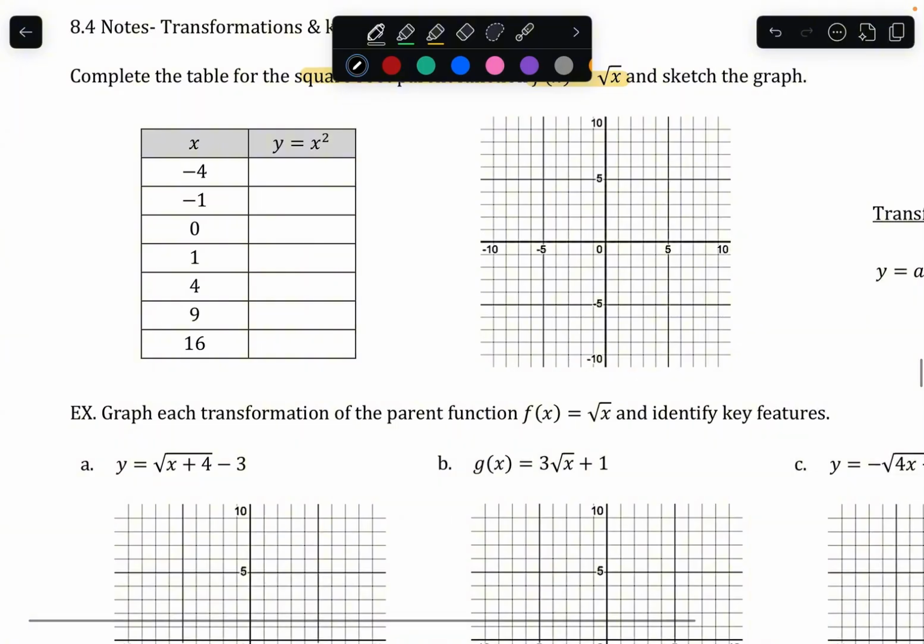So for example, 0, I can take the square root of 0 and get 0. Square root of 1 is 1, square root of 4 is 2, square root of 9 is 3, square root of 16 is 4. And so that means I have the point (0, 0), I have the point (1, 1), I have the point (4, 2), the point (9, 3), and so I can go ahead and graph those points.